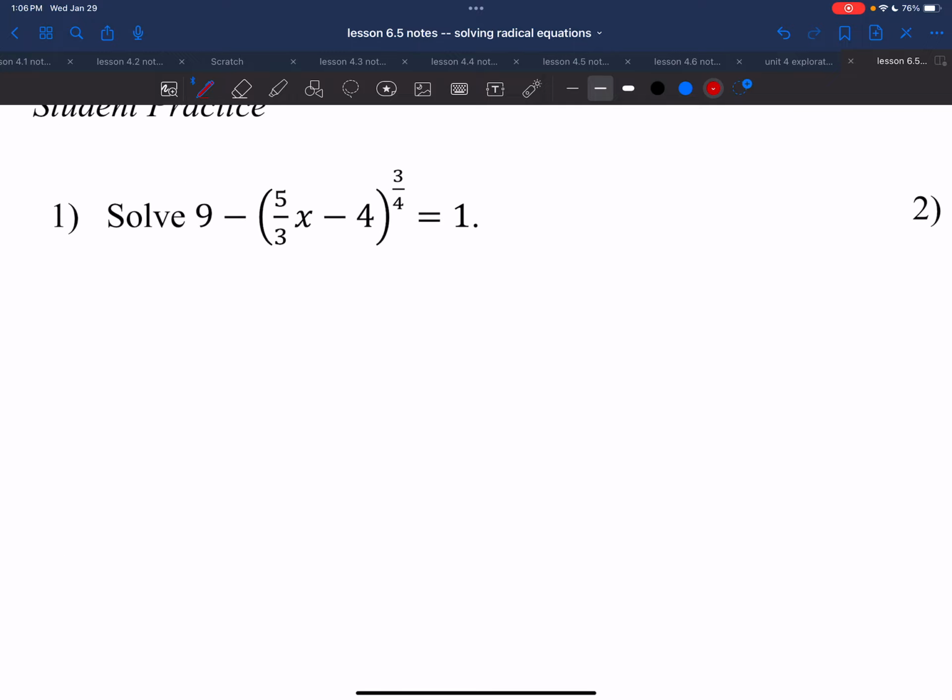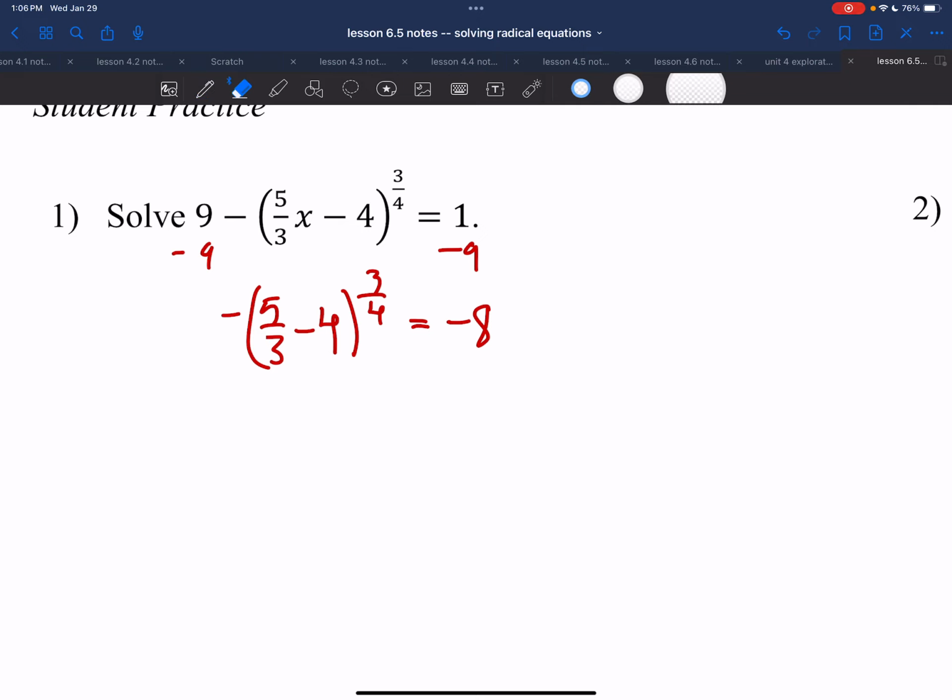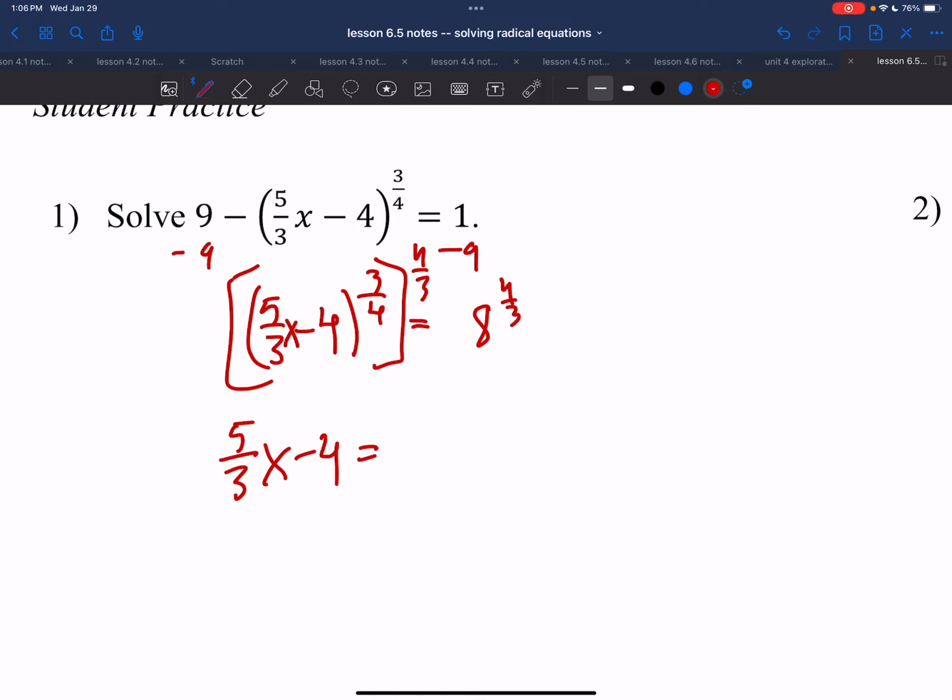So for number 1, again, you could pause and try this, but the solution is minus 9 from both sides. Our goal is to isolate this expression. And maybe what's tricky for students in this problem is that negative, right? What do I do with the negative, Mr. Spake? Well, you have a negative on both sides, so divide by a -1, and they become positive. Yeah. And then the power, I forgot my x. The power is 3/4, so you're going to raise this to the power of 4/3 on both sides. Yeah. 3/4, 4/3 cancels. You get 5/3 x minus 4 equals 8 to the 4/3.